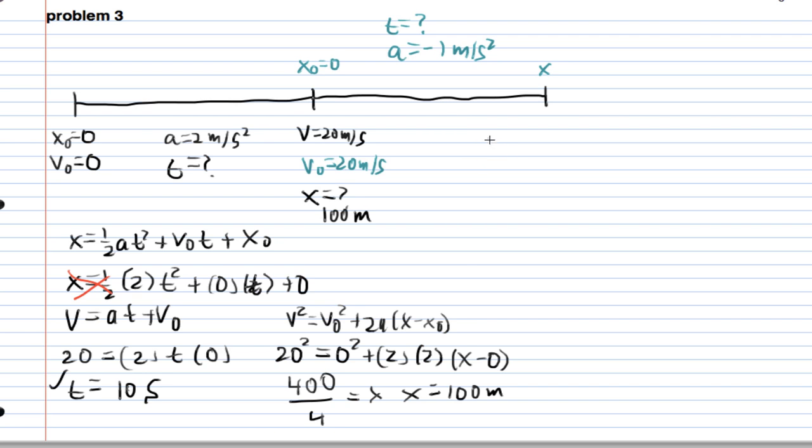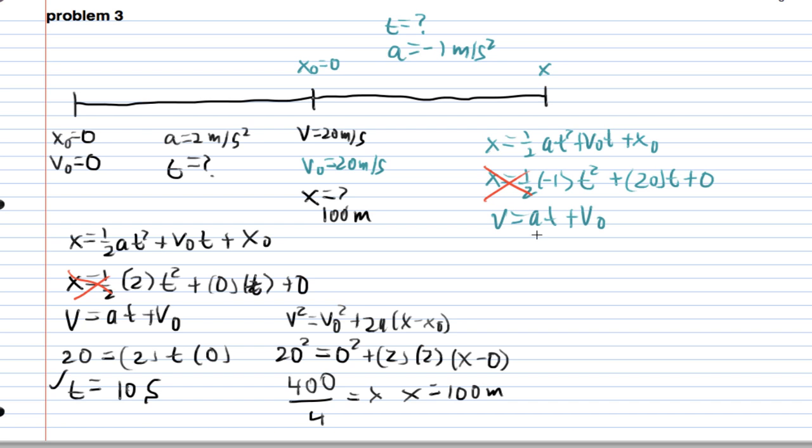So we'll start with x equals 1/2 AT squared plus V naught t plus x naught. X is unknown, 1/2 times an acceleration of -1 times an unknown time squared plus 20 times time plus 0. This one's just awful. All right, let's try the next formula. V equals AT plus V naught. Let's see how much time that takes.